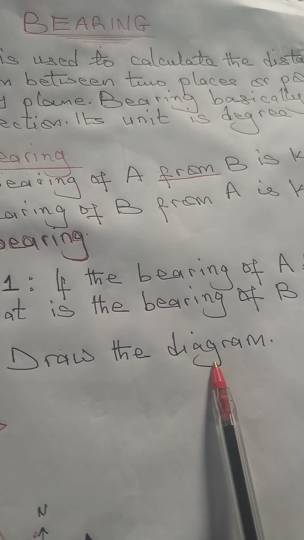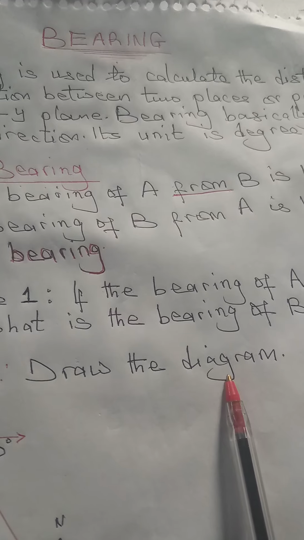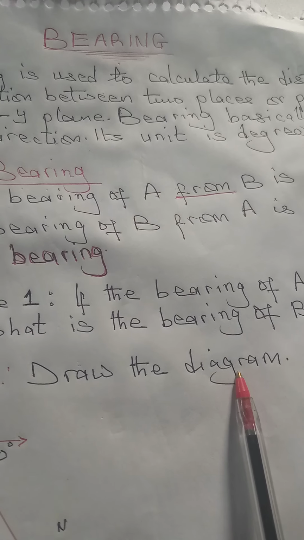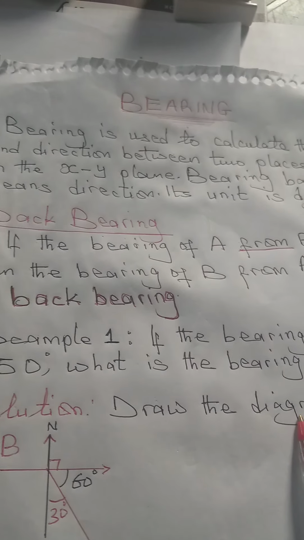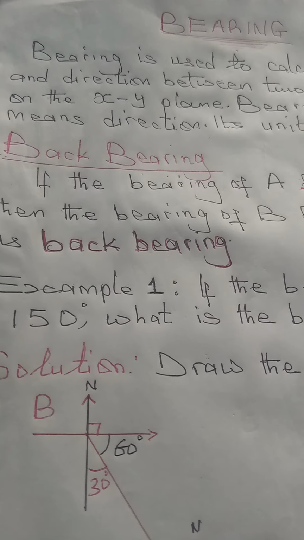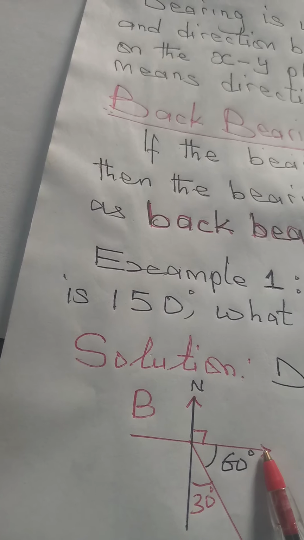So if you draw your diagram correctly, you will most probably analyze the question well. But if the diagram is wrong, you might just be starting wrongly. So in this case, we were told that the bearing of A from B is 150 degrees. Since it's from B, we are starting at point B. That's why you are having the starting point there, B. So you draw your 4 cardinal points.